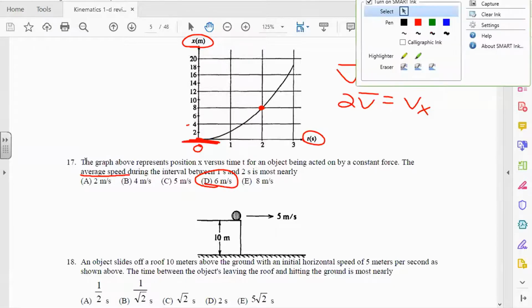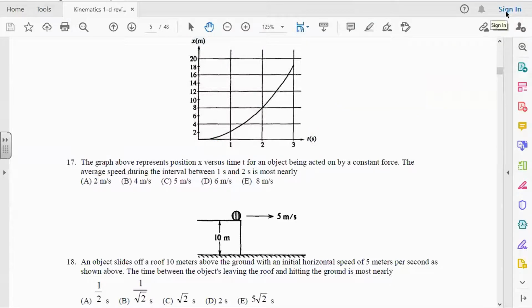All right, moving along. All right, number 56.